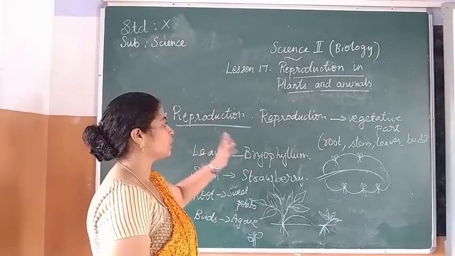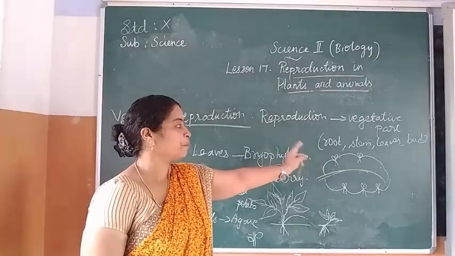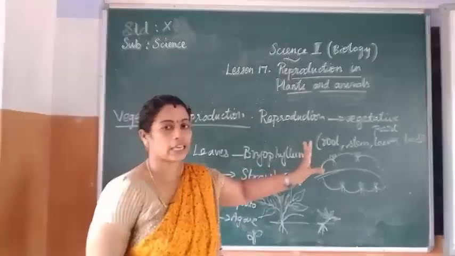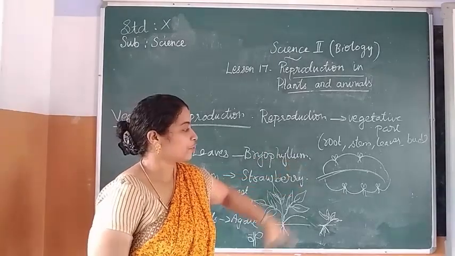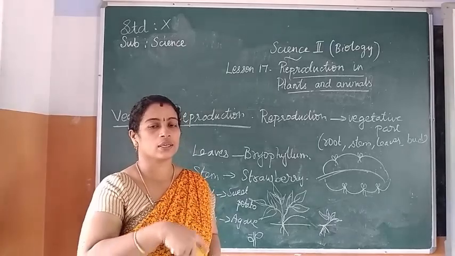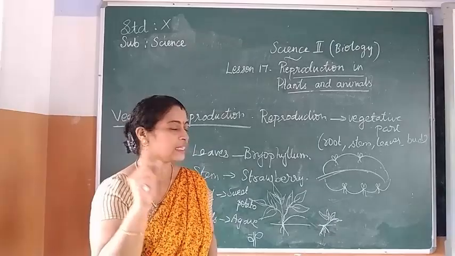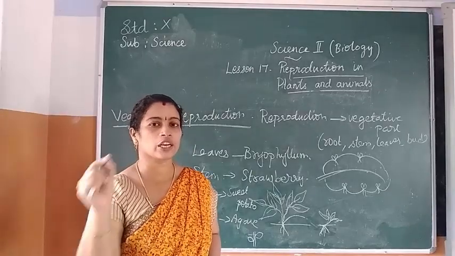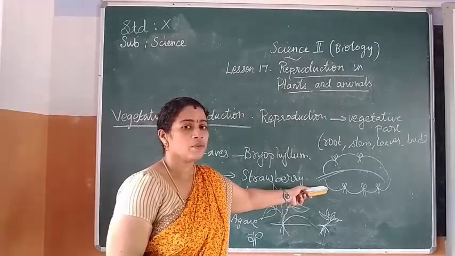So once again, listen. Vegetative reproduction means reproduction takes place from the vegetative part of the plant, for example roots, stem, leaves and buds. The first one, leaves. Example, bryophyllum. The leaf of bryophyllum has notches. From the notch area, new buds arise, and these buds are able to grow into a new individual plant after the decaying of the mother leaf.